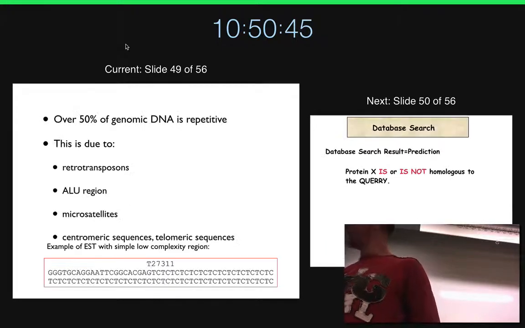So you also said that sometimes you need to mask out regions like this. They occur and they cause problems with the alignments.